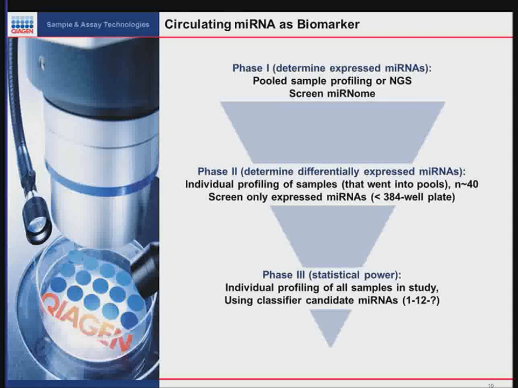So the way we went about this experiment, we broke it up for you into 3 phases here. Phase 1 is to determine the expressed microRNAs in our population. There are now over 2,000 microRNAs. Most of them are probably not detectable in your sample. You want to know initially what's there and capture everything that's there and then work from there.